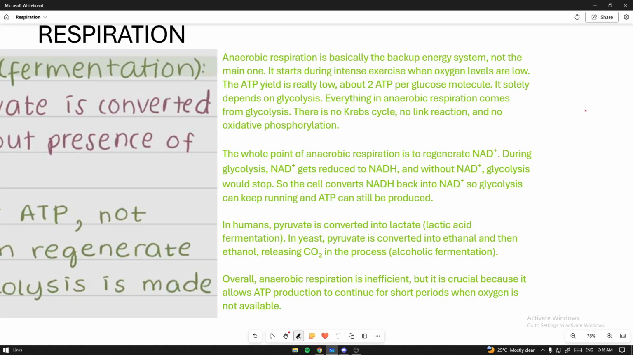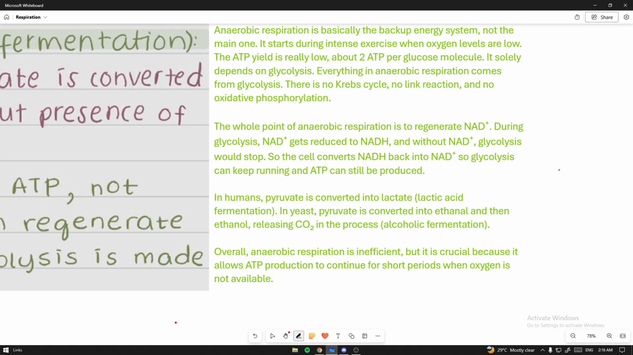The ATP yield is really low, okay? About 2 ATP per glucose molecule. It solely depends on glycolysis. Everything in anaerobic respiration comes from glycolysis. There is no Krebs cycle, there is no link reaction, and no oxidative phosphorylation. Okay, so ATP is like the main character here, or something like that. Never mind, that's too corny.